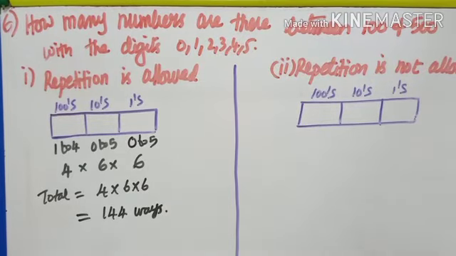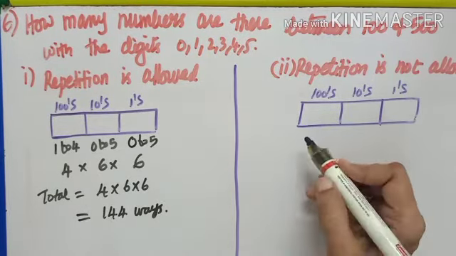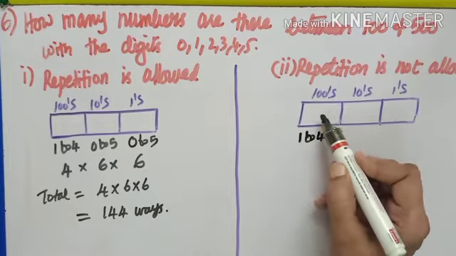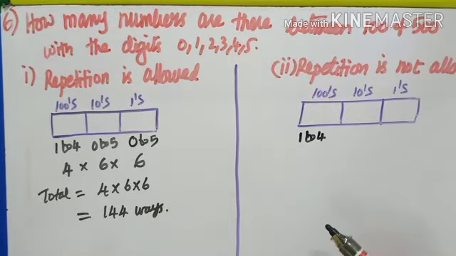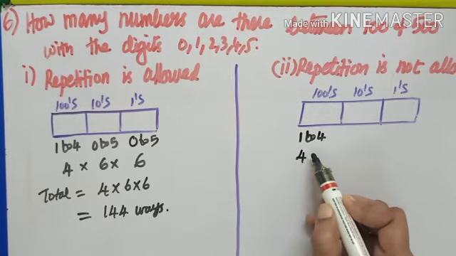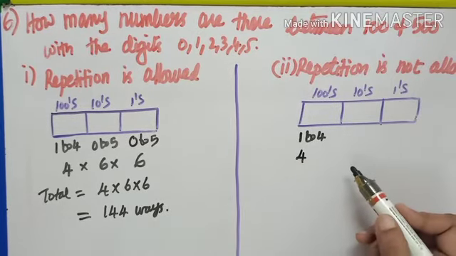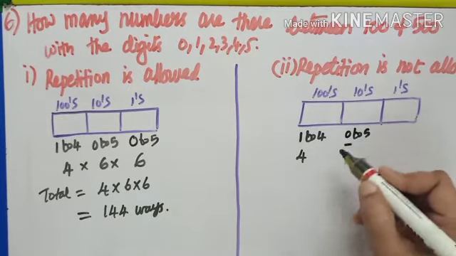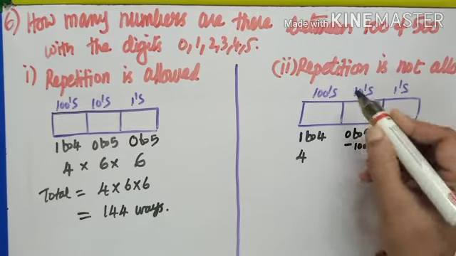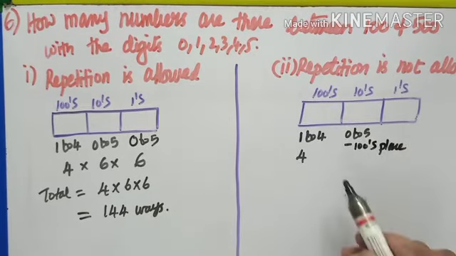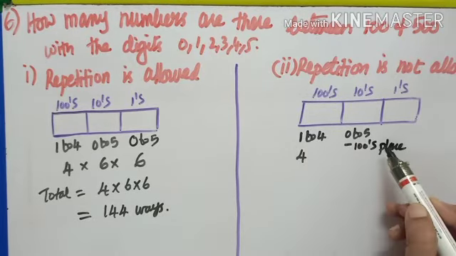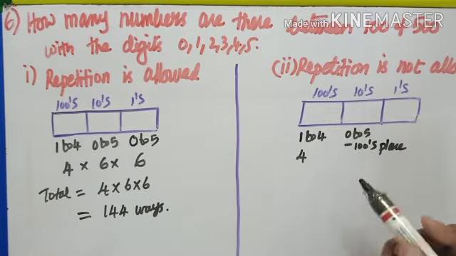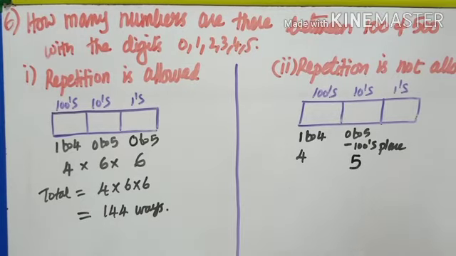When repetition is not allowed, as before the same discussion, hundreds place 1 to 4 only can come. 5 cannot start because I want up to 500. So 1 to 4, 4 ways only. Tens place, any of the 0 to 5 can come, but hundreds place must not repeat because repetition is not allowed. So hundreds place whatever comes I should avoid. So 0 to 5 there are 6 digits, but this digit must not repeat. So totally 5 digits are available.